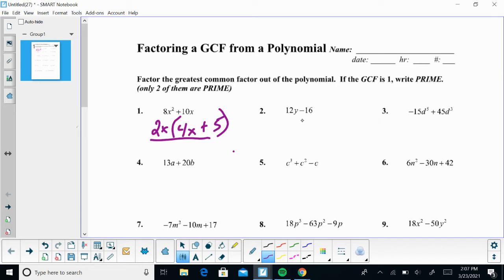Looking at number 2, what's my greatest common factor here? Well, between 12 and 16, that's going to be 4. 4 times what gets me 12? 4 times 3. And then I need to have a y in there to get the y. 4 times what gets me negative 16? Negative 4. Yeah, sorry, negative 4. That would be my factored version.